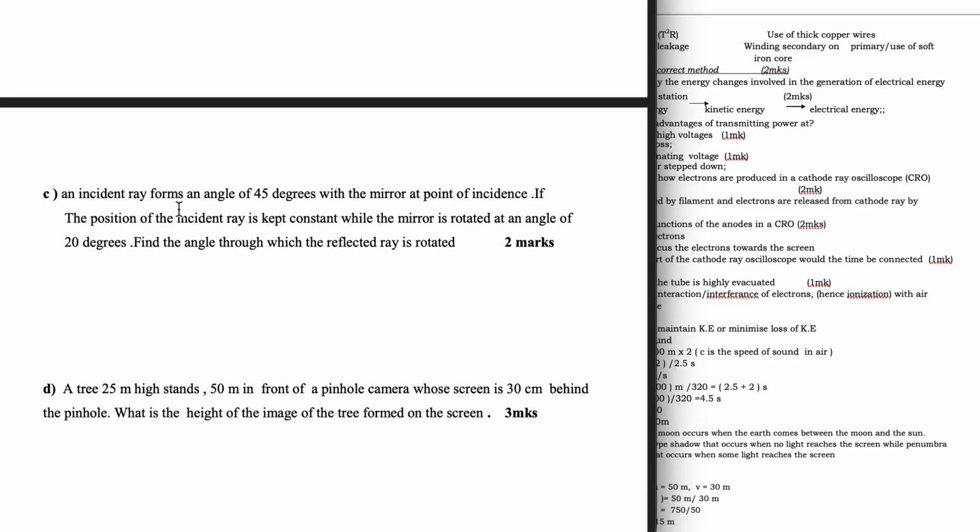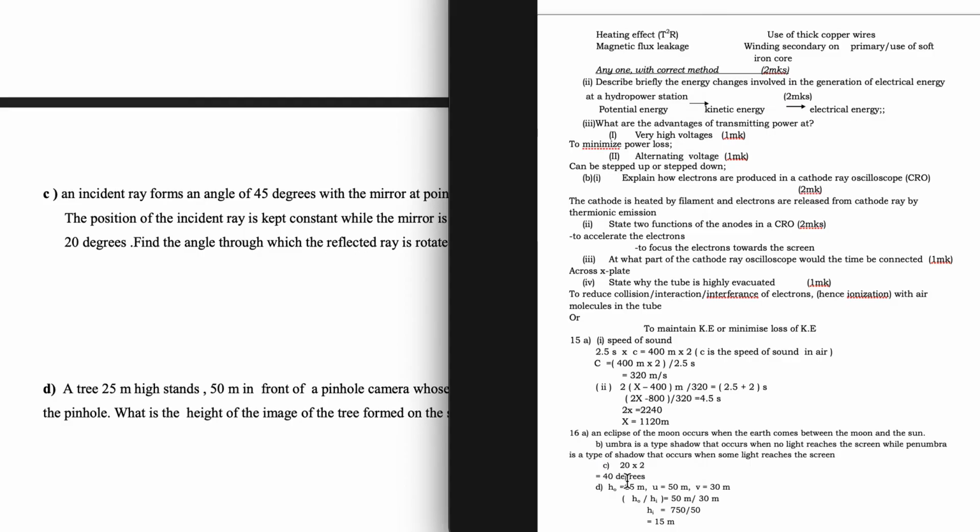An incident ray forms an angle of 45 degrees with the mirror at a point of incidence. The position of the incident ray is kept constant while the mirror is rotated through an angle of 20 degrees. Find the angle through which the reflected ray is rotated. That is how you find it.